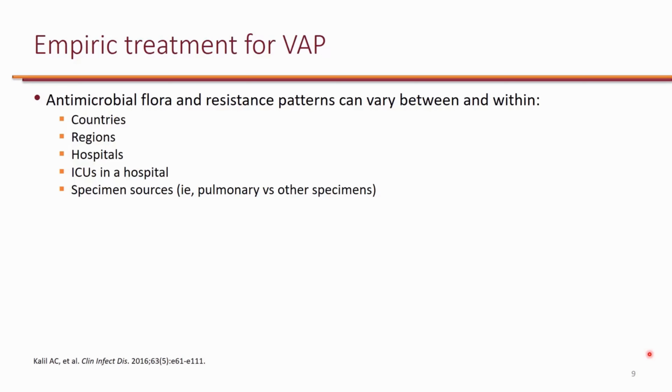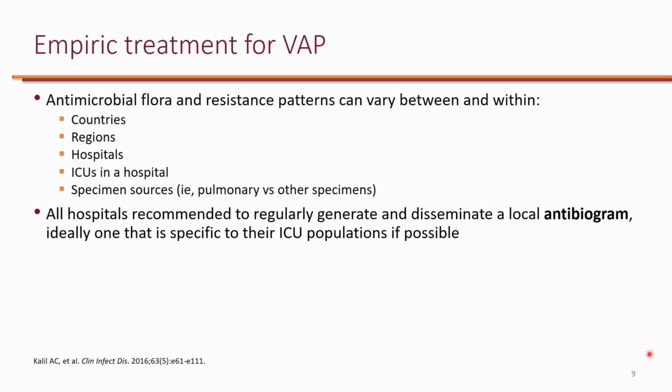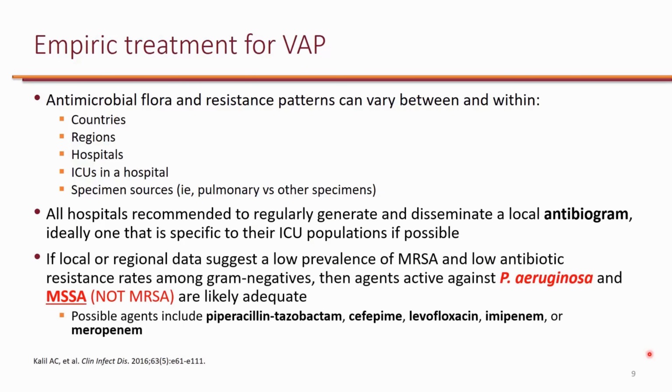And of course, another thing that's important to know is the source of specimen. For example, if we have organisms from the urine versus organisms from the pulmonary specimen, they can have different resistant patterns. And that's why it's recommended that all hospitals regularly generate and disseminate a local antibiogram, ideally one that's specific to their ICU populations if possible. And it's recommended that hospitals do this at least once a year.